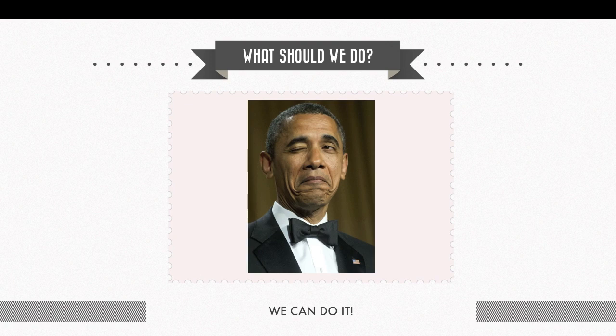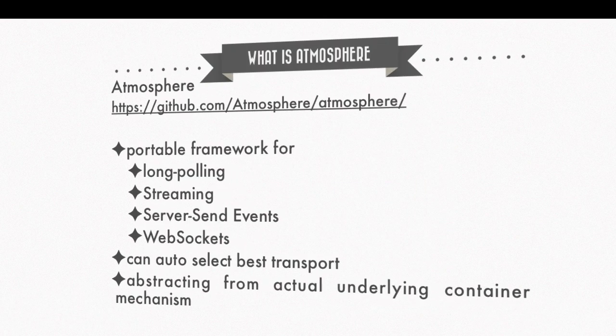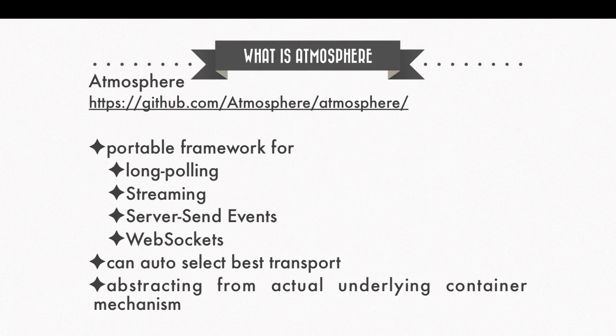But what should we do? Can we do something about this? And yes, like Obama said, we can do it. So there is, as I mentioned before, the Atmosphere framework. Atmosphere is an open source project started by Jean-Francois Arcand. He's a former Sun employee who participated in the Grizzly development and the Tomcat development, and right now he is working on a startup, supporting and developing the Atmosphere framework. First of all, Atmosphere is a portable framework. If you're using Atmosphere, you're just writing against its APIs.